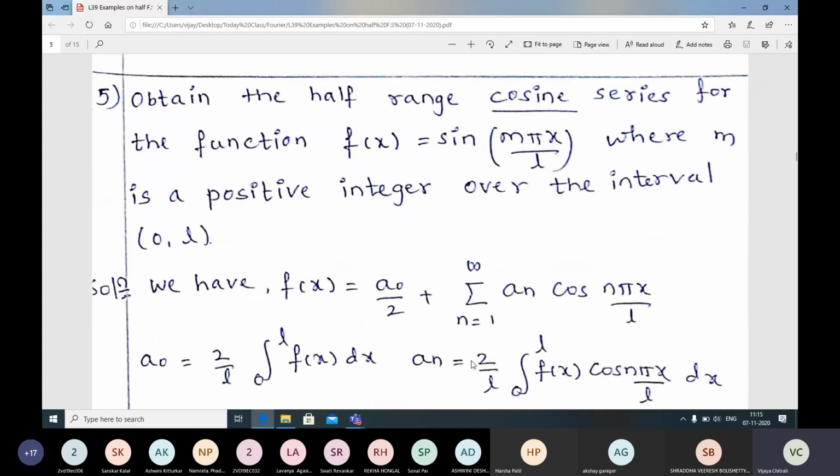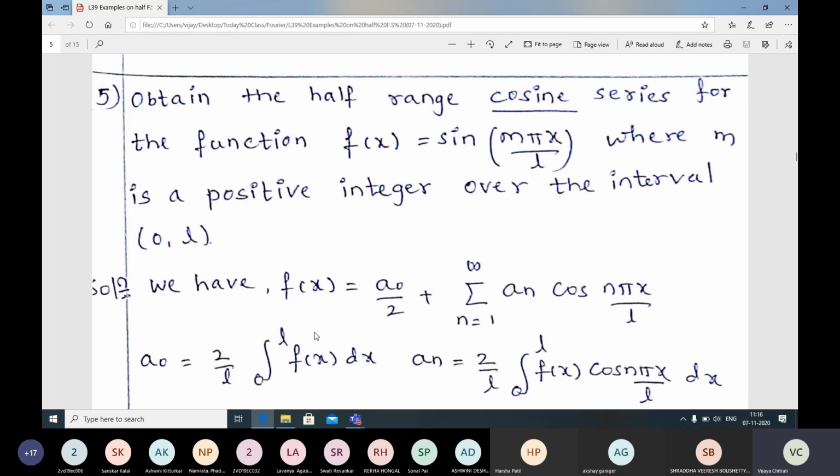Obtain the half range cosine series for the function f of x is equal to sine m pi x divided by L, where m is a positive integer, over the interval 0 to L. So interval 0 to L means it is an arbitrary period, right? It is an arbitrary interval. Now we want the cosine half range series, but the function is defined like this: f of x is equal to sine m pi x by L, and m is a positive integer, right?